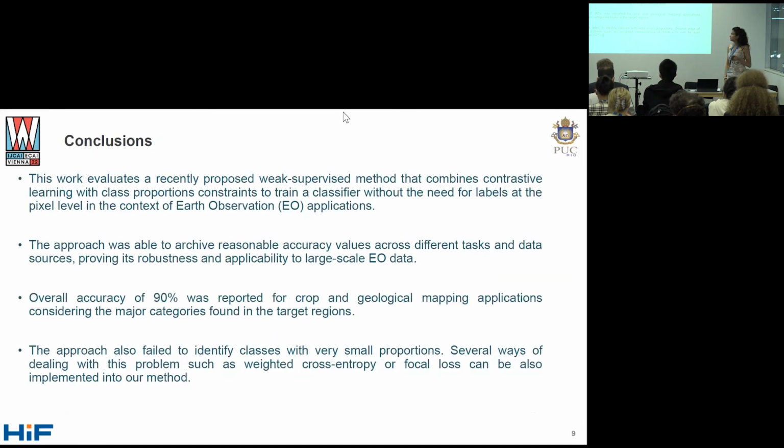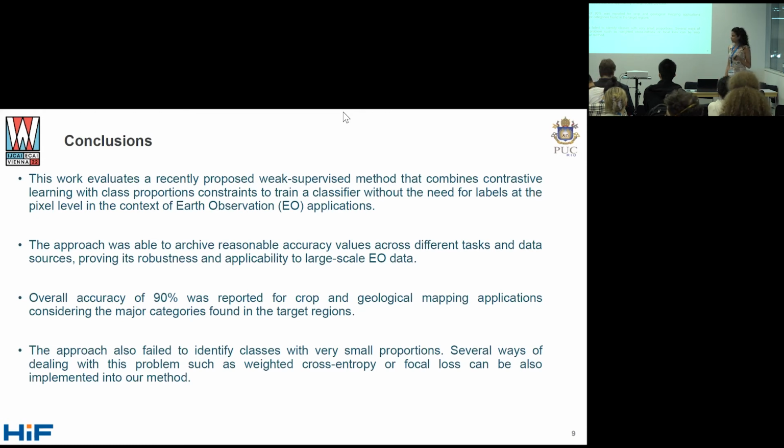This work shows an assessment of a recently proposed weakly supervised method that uses class proportions to train a classifier. We employed this method for earth observation applications. The method was capable of achieving reasonably good performance and good accuracy values, proving to be robust to different data sources and different applications.